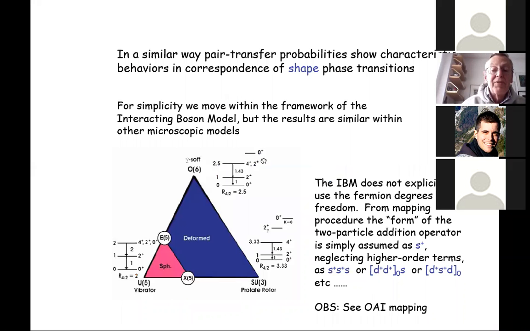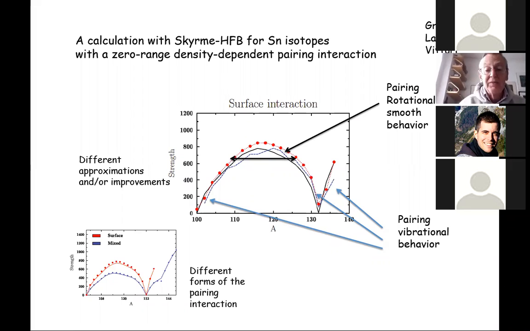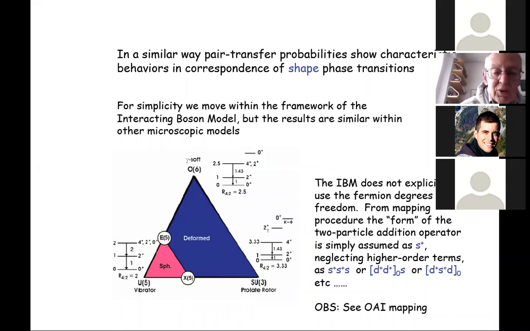So from the point of view of the pairing degrees of freedom, it's clear that transfer processes are a good tool for studying phase transitions in the pairing degrees of freedom. But what I would like to see is whether the two-particle transfer processes can also be a signature for shape phase transitions. And to do this, I have chosen the interacting boson model as a framework to describe the nuclear structure properties of this system.